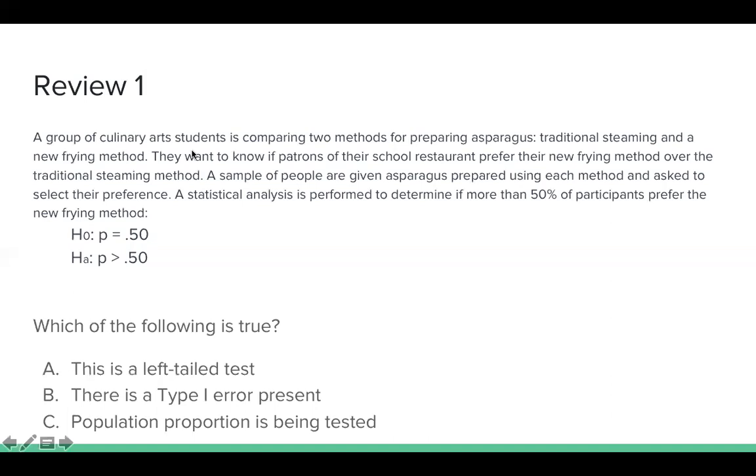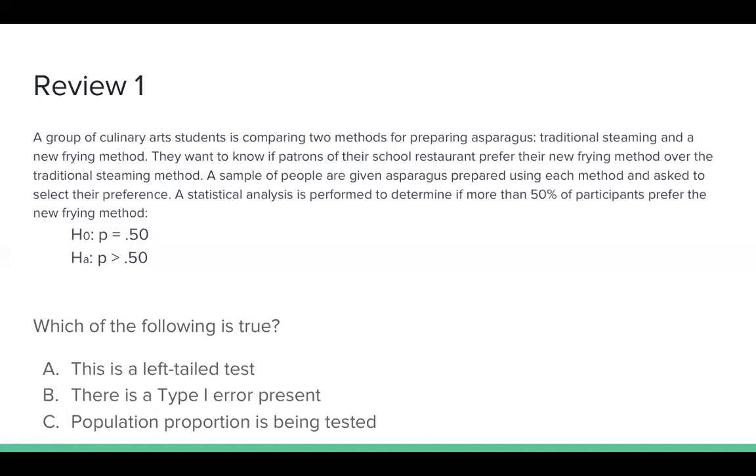Okay, so we're going to go over this one. I hope you had a chance to look over it. It asks which of the following is true. So we're just going to go through A, B, and C and cross off each answer as we go. So A, this is a left-tailed test. To determine this, we can go into our alternative hypothesis, and we can see that it says that P is greater than 0.50. So that is actually a right-tailed test, so that is false.